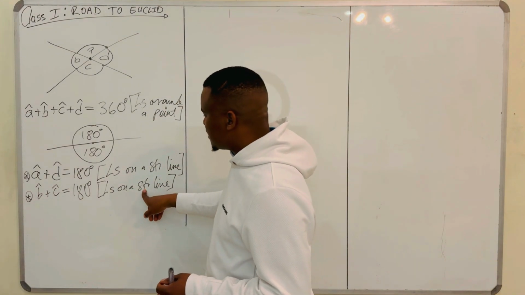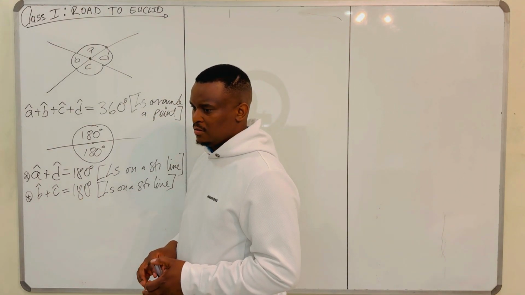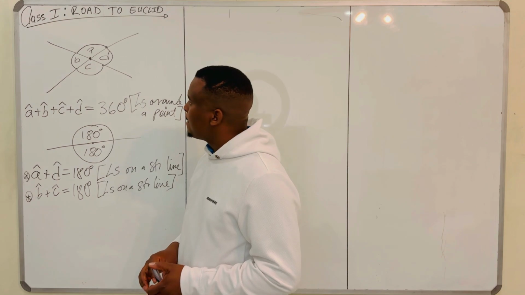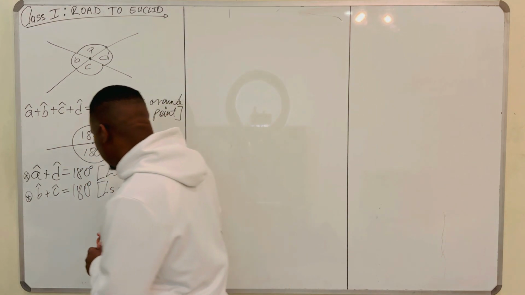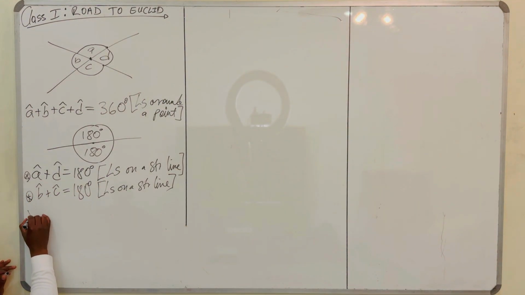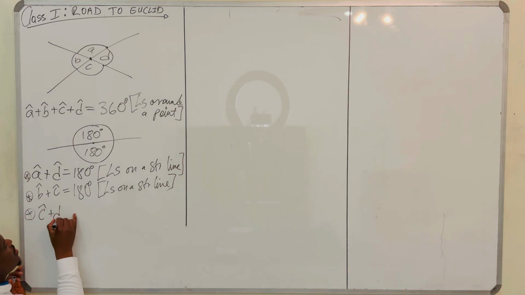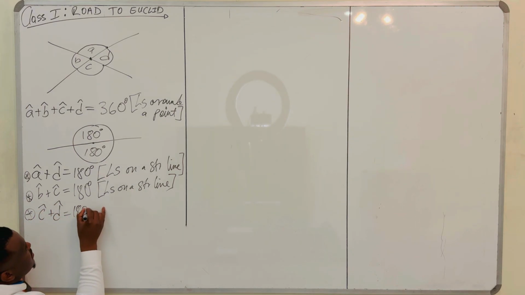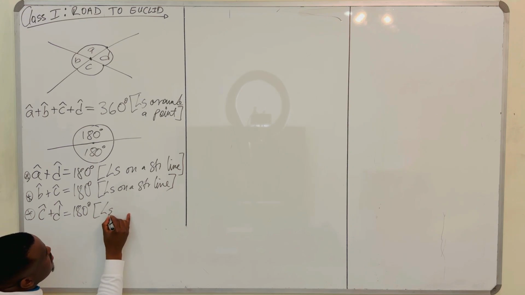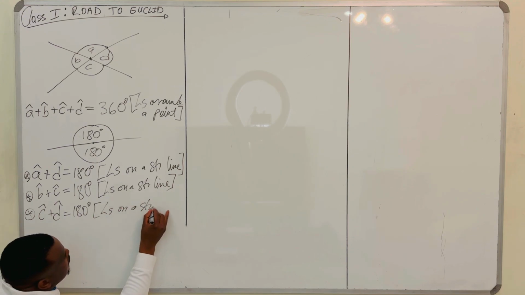Right? But we don't have to say that because we've already said that there. Are you guys following? So if I add C and D, what is C plus D? 180. C plus D equals 180 degrees. Same reason, angles on a straight line.